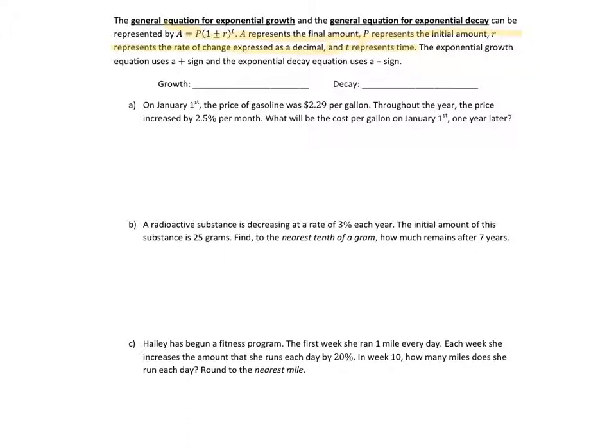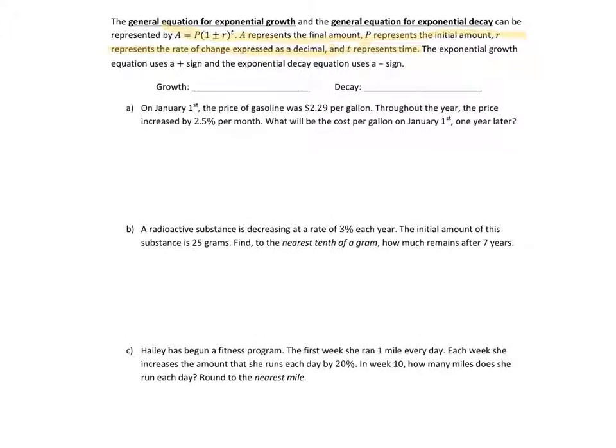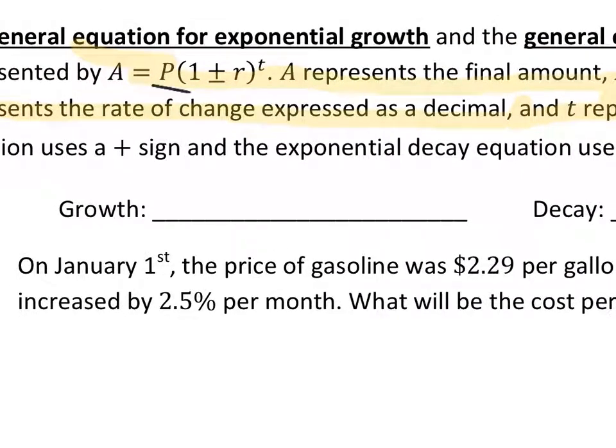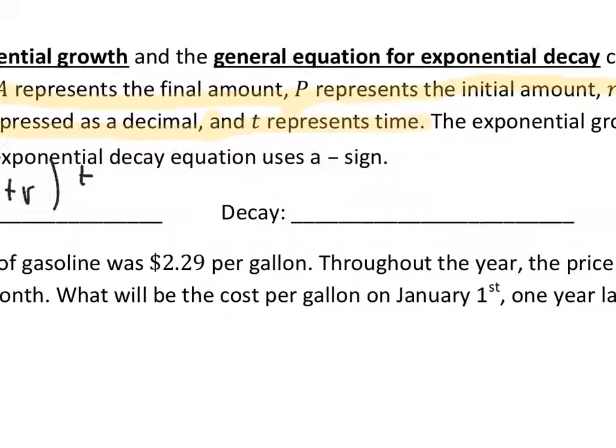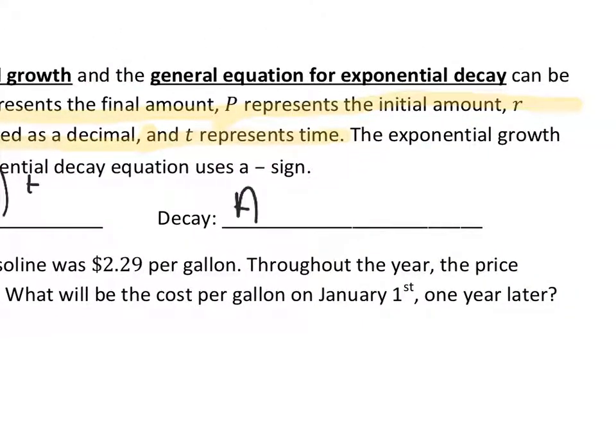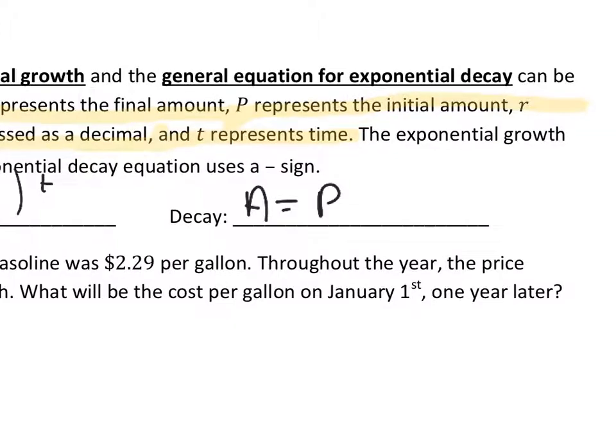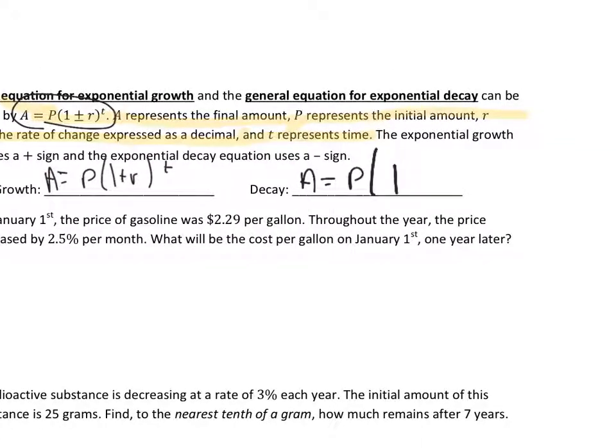The exponential growth equation uses the plus sign, and exponential decay uses the minus sign. So we're going to take this equation and split it up into growth and decay. Growth uses the positive sign, so A equals the principal times 1 plus the rate raised to the time, and then decay is A equals the principal times 1 minus the rate raised to the time.